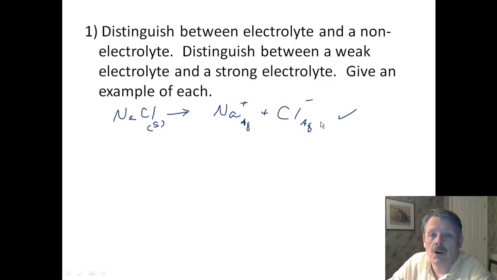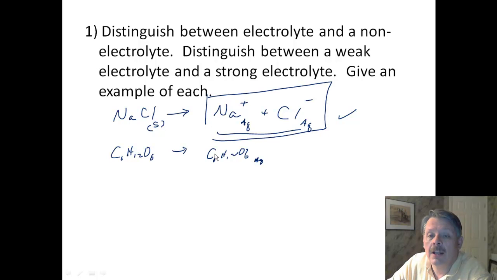this is an electrolyte. A non-electrolyte would be something like C6H12O6, and while that dissolves in water, it still remains as C6H12O6 in water. So it's dissolved. You can't see it, but it did not break down into ions. So the ions are what are required to make an electrolyte. This is not an ion, so as a result, it's not an electrolyte.